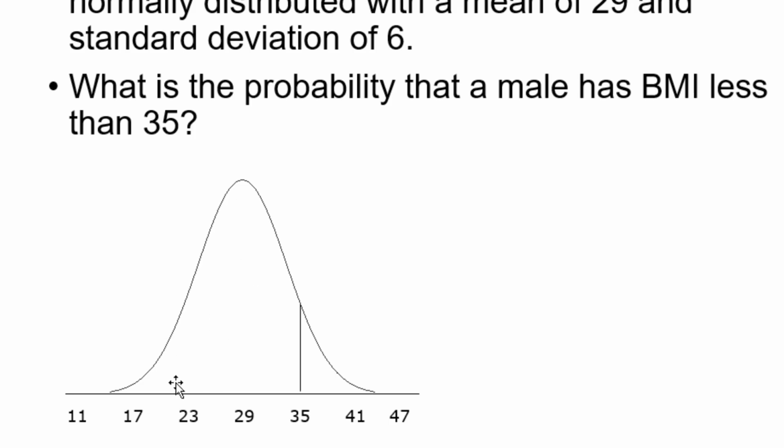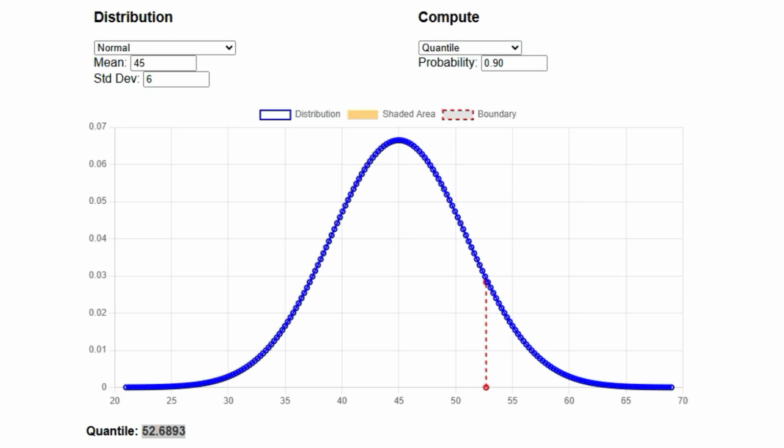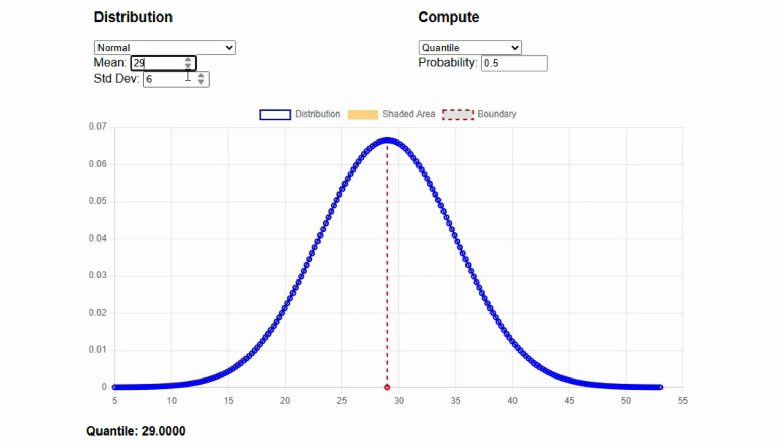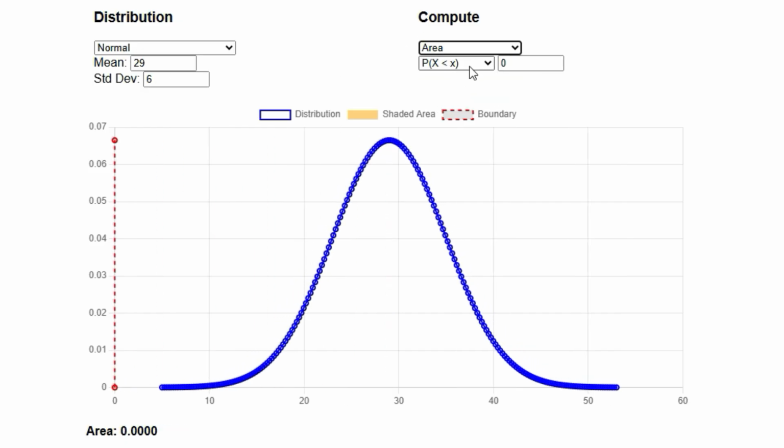This is helpful, and when we plug those values into the distribution calculator, we should see something that matches what we are visualizing for ourselves. So I'm just going to come to my normal distribution, put in 29, standard deviation of 6, and the area less than 35.